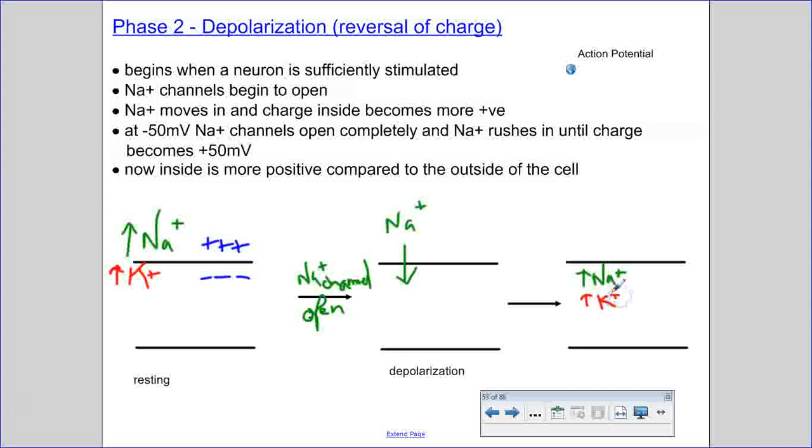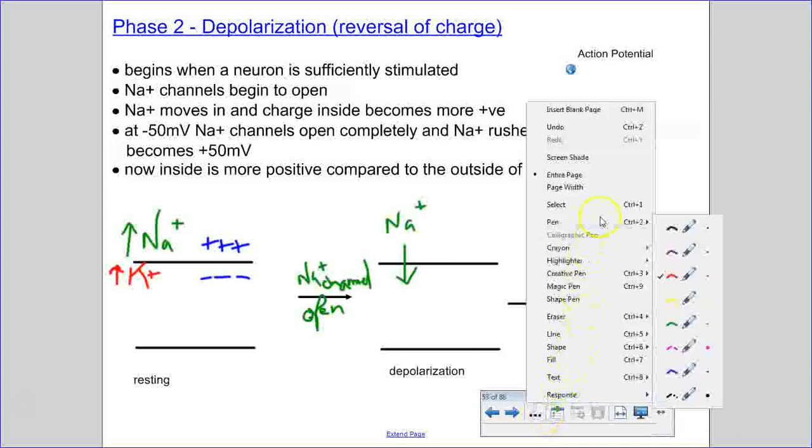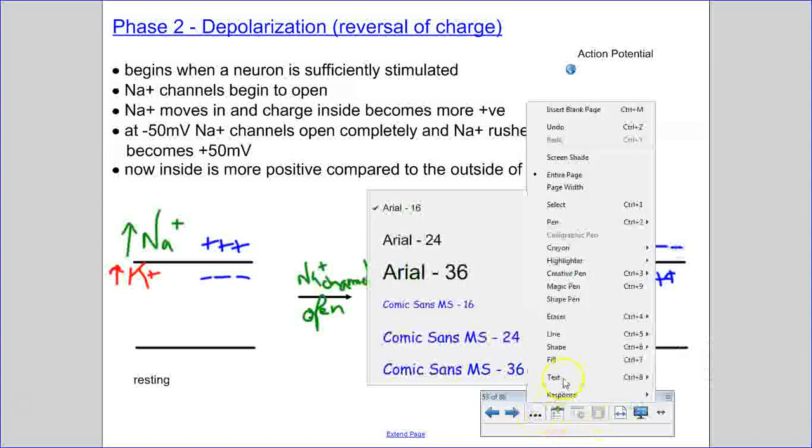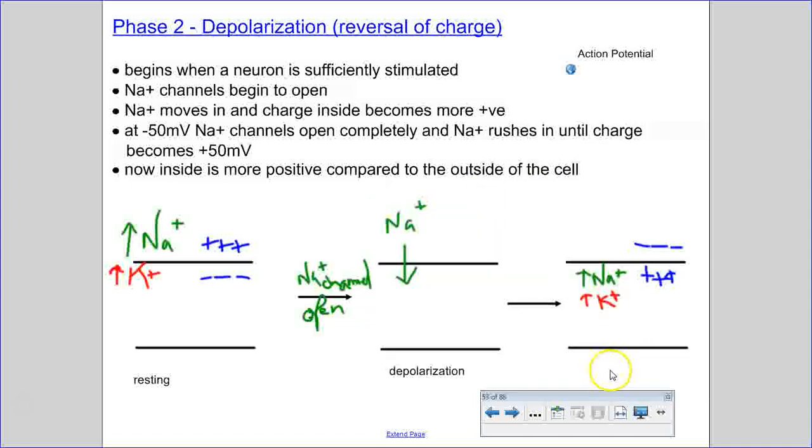If we moved all those extra positives to the inside, then the net charge ends up being positive on the inside, negative on the outside. When that happens, we say that it is depolarized. The charges have reversed. Instead of being positive on the outside, it's now positive on the inside.